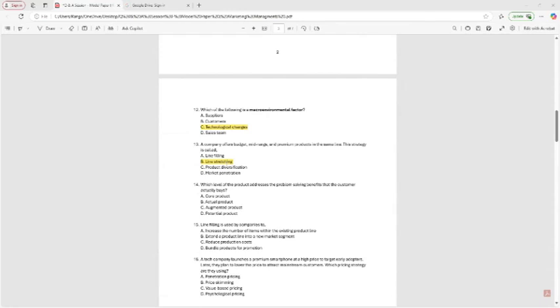Which level of the product addresses the problem-solving benefits that the consumer actually buys? So this is a question related to the product levels. Here there are four answers: core product, actual product, augmented product, and potential product. Read the question carefully, remember what the product levels are, and try to get the answer.